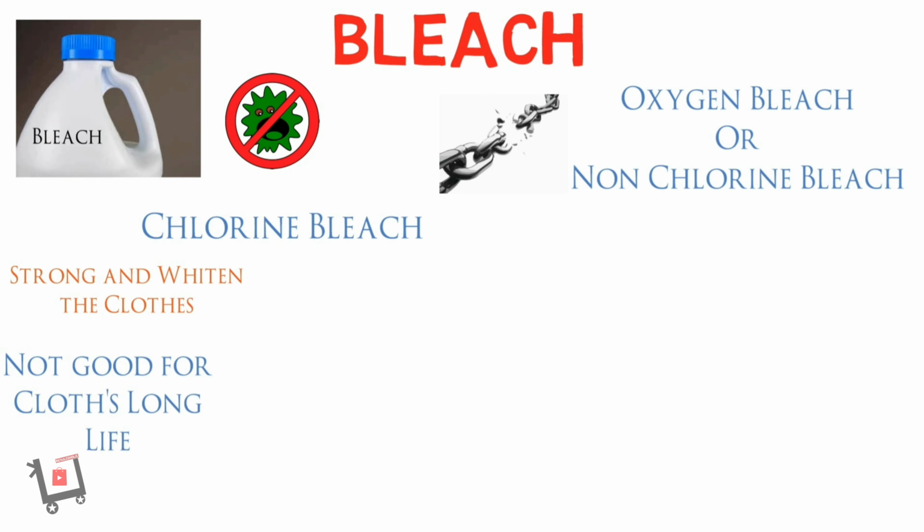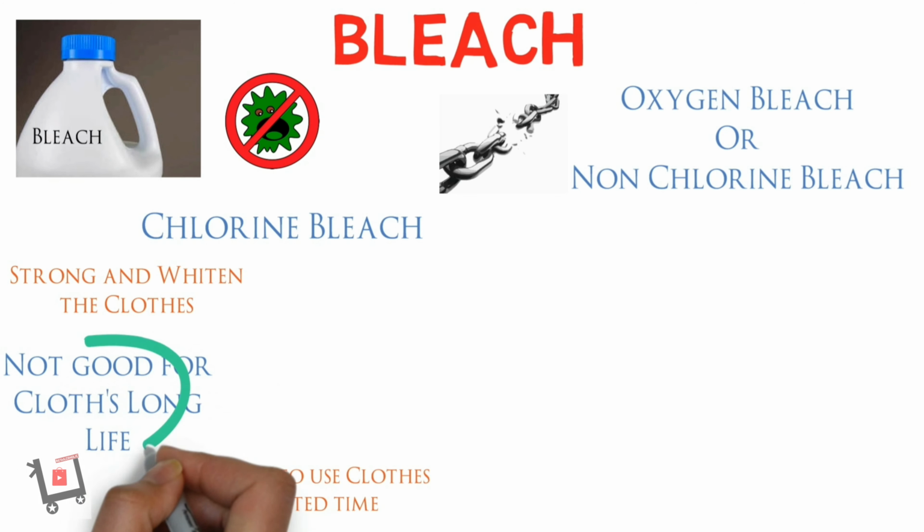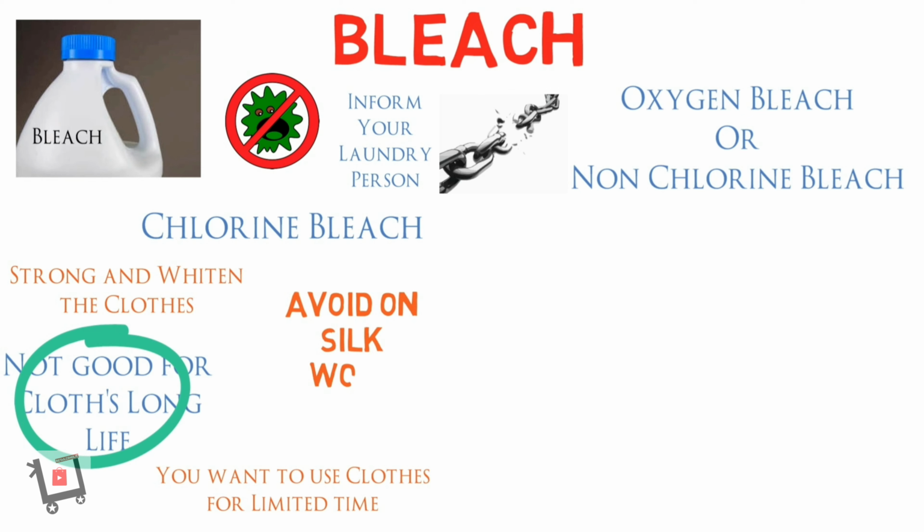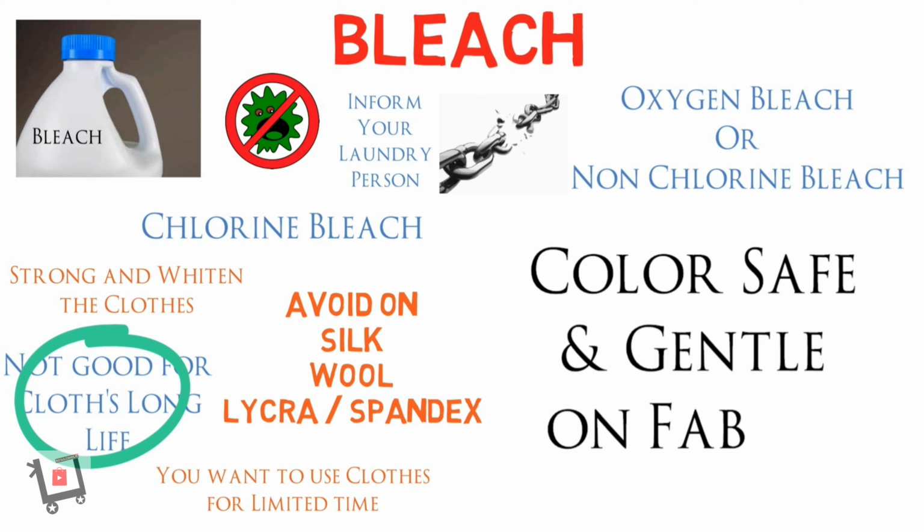So if you want to use particular clothes for a specific time period and want to whiten clothes, then go for it. If not, and you want to use them for long, then don't go for it. Chlorine bleach will not help you to save your clothes' life and money. If you are giving it to laundry, inform them about this. Either you want chlorine bleach or you don't want it. You have to absolutely avoid chlorine bleach on protein fabrics like silk, wool, lycra or spandex. Oxygen bleach is color safe and more gentle on fabrics.